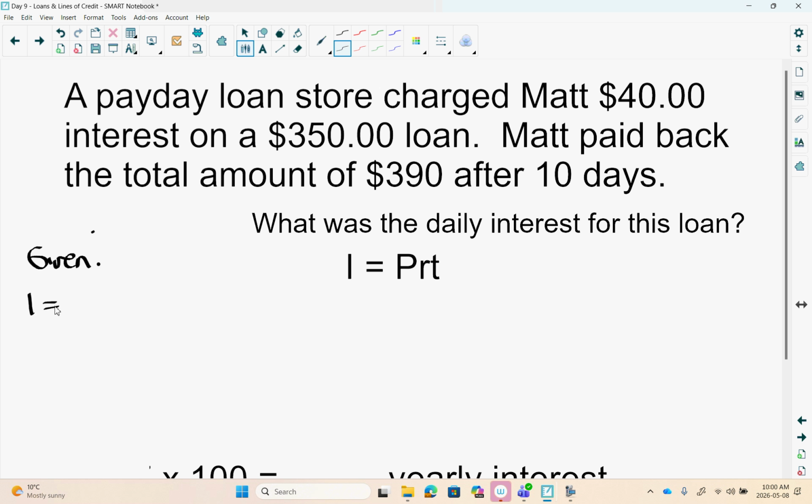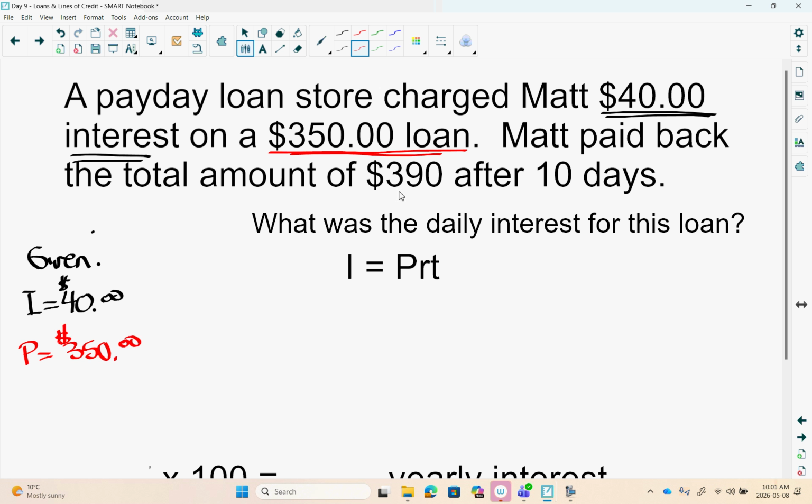What's the interest that Matt paid? Anyone see that number? They charged him $40 interest, so I know that's a 40 for I. Anyone know how much he borrowed in this case? He's not investing, he's borrowing money. What was the amount of the loan? $350. Awesome. And what does that represent? P, R, or T? It can't be I, I've already used I. That's the amount he borrowed, $350. Wicked. That's the principal. That's what P stands for.